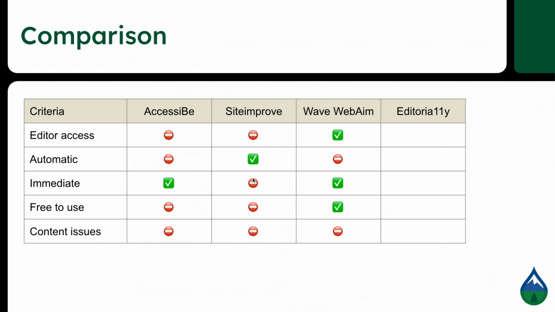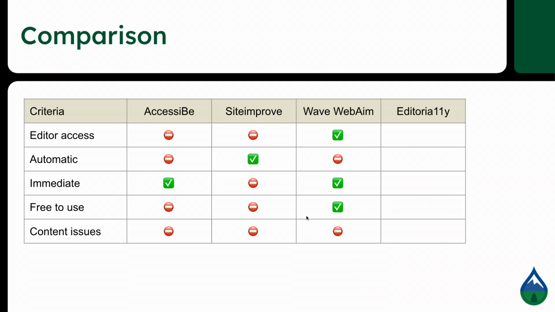Okay, so let's look at our little chart after that. So we have accessibility. Yeah, it's immediate, but it's really not going to solve anything. It's not for editors. It's not going to help you with your content issue. You have SiteImprove. That's automatic. But really your editors aren't going to be using it. And then you have WebAIM. Yeah, your editors can use it. They're not going to understand it. It's free to use though.